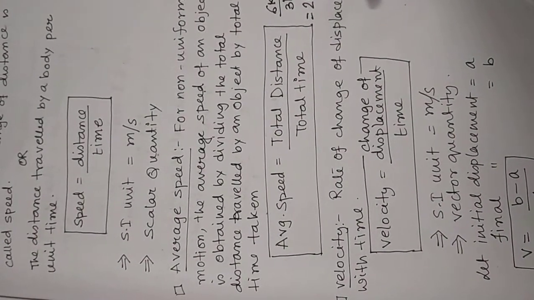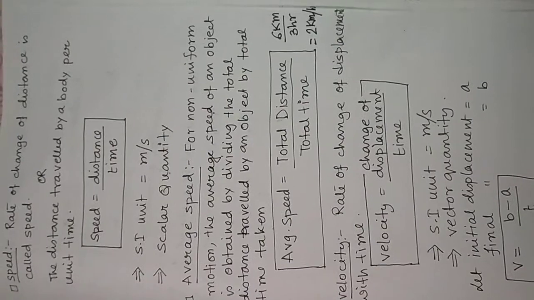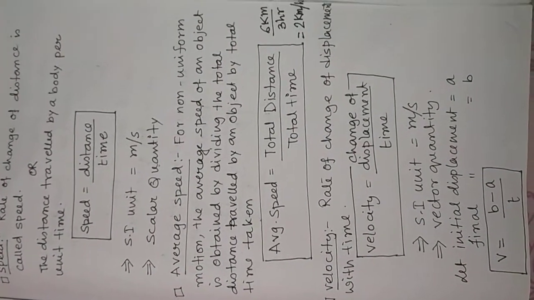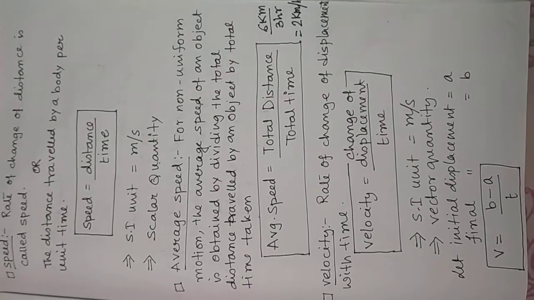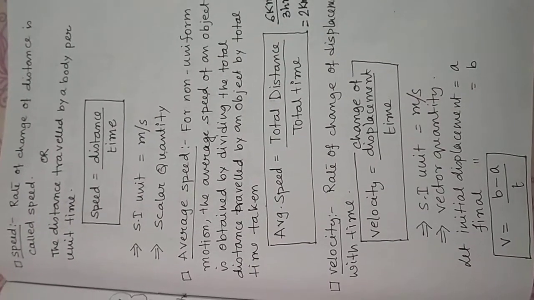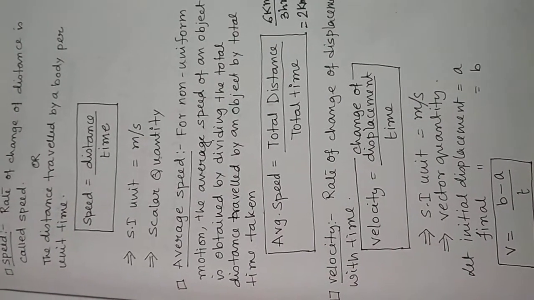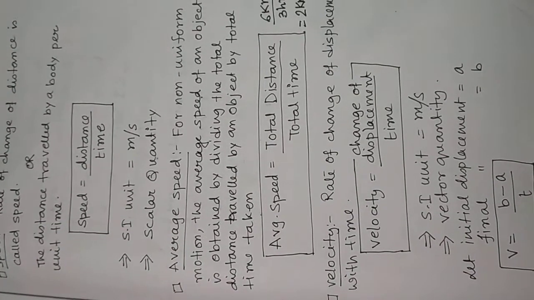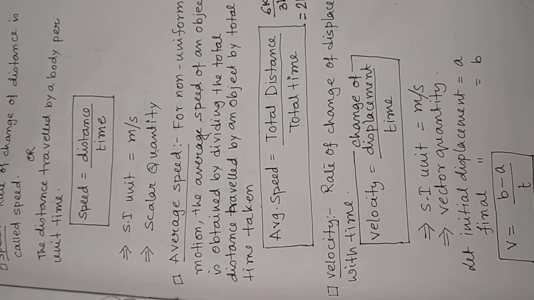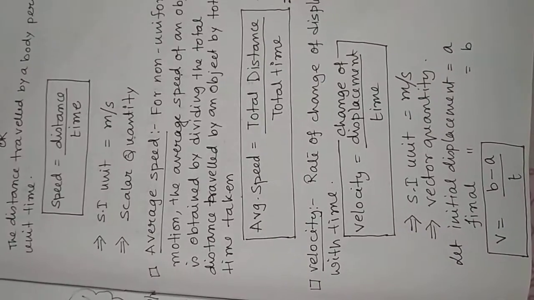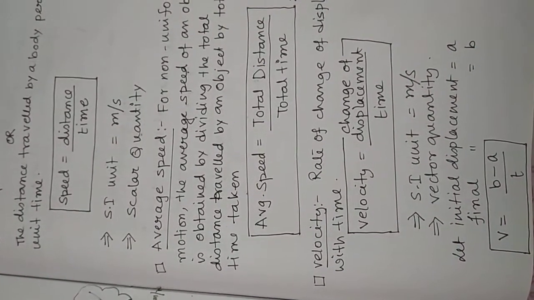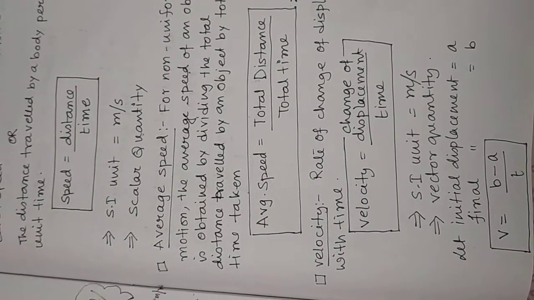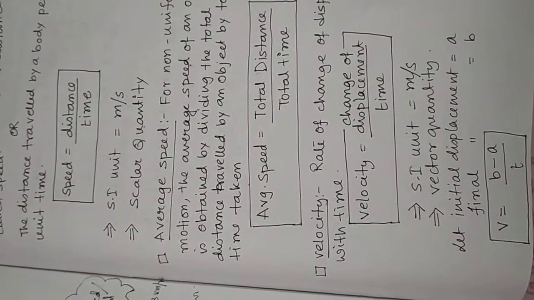Next we come to velocity. Velocity is the rate of change of displacement with time. Now speed is rate of change of distance and velocity is rate of change of displacement. Very important point. That means the formula for velocity is change of displacement by time. The SI unit is again same as speed, it's meter per second, but it is a vector quantity. Vector quantity means it needs both magnitude and direction.